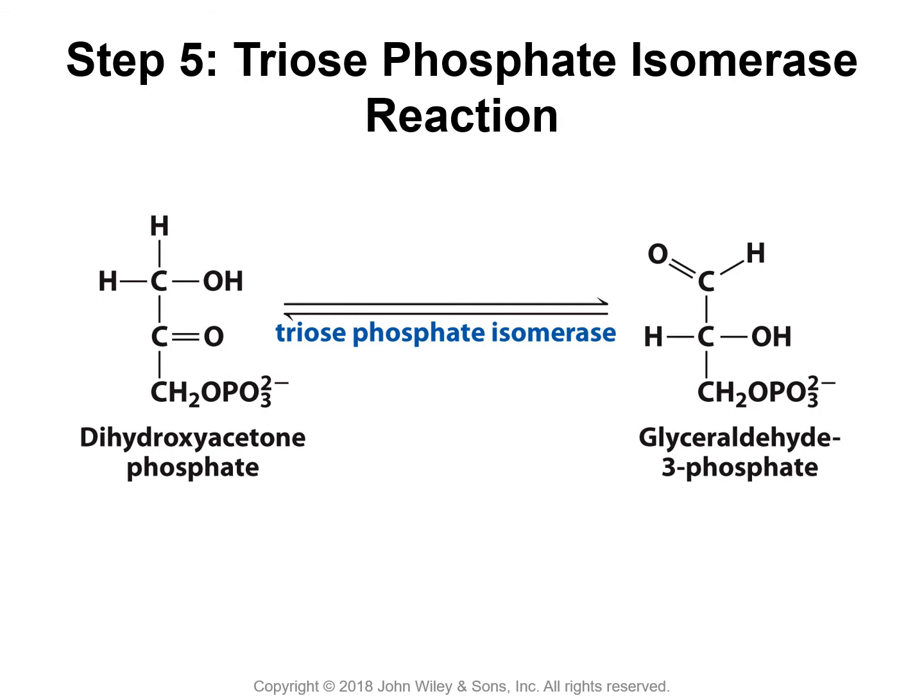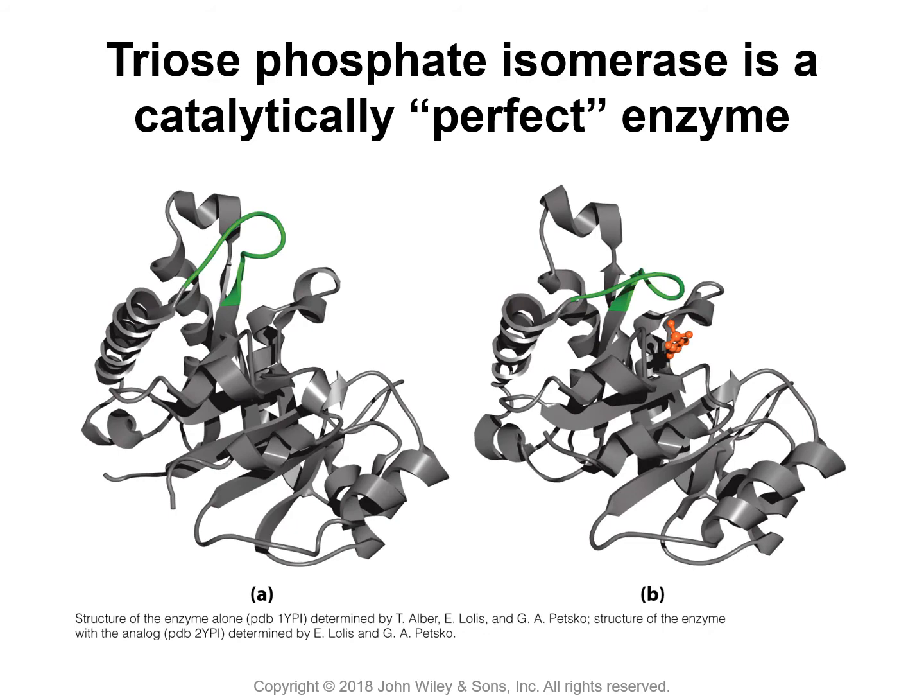Okay, what you see here is step 5, the triose phosphate isomerase. Here you get the dihydroxyacetone phosphate, and it is then converted using triose phosphate isomerase. Now, this is the last step in this part before we go into the energy payoff. So this last step is just the preparation phase. Now, triose phosphate isomerase is the catalytically perfect enzyme. So that's why it is often done last, because it is perfect.